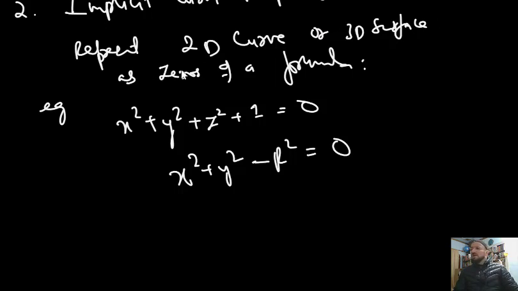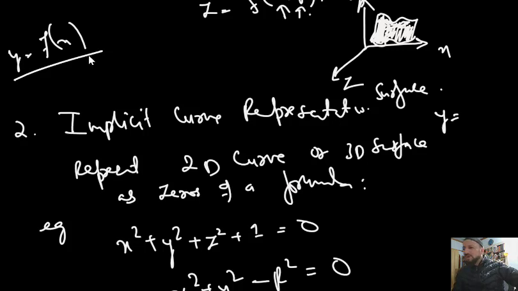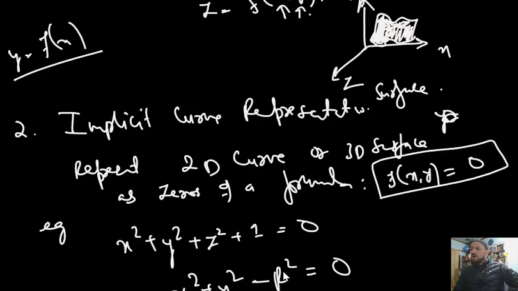In simple terms, in the case of explicit, y is equal to f of x is my explicit curve representation. But the implicit curve represents the zeros of a function. So the zeros of a function is f of x comma y equals 0. This is our general formula. It can be a circle formula, or a line formula, or any formula you like.